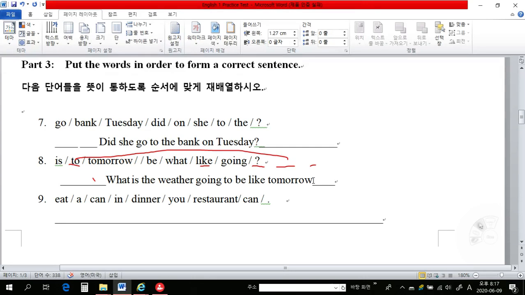Number 9. "Eat a can. In dinner, you restaurant can." Does that look right? Let me double check that one. Your practice test probably looks like that. Looks like I had too many cans. Right, so again, we're going to cluster some words. Eat dinner. You. So we've got a subject, a verb, and an object.